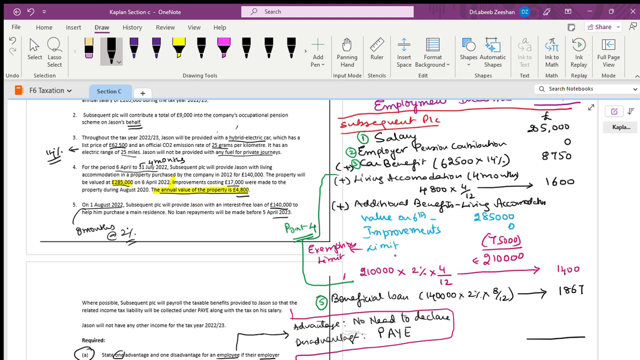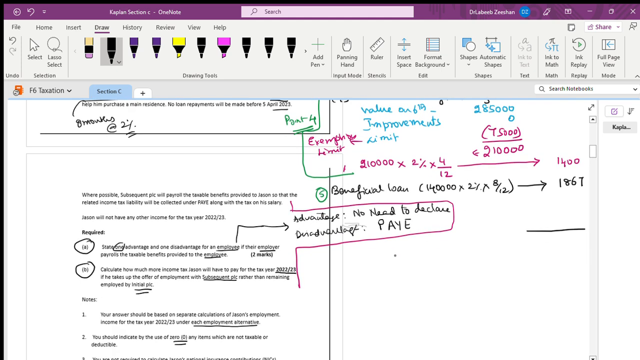It's 218,617. Yeah. This is the employment income.